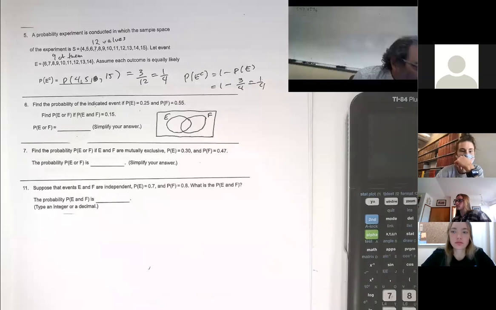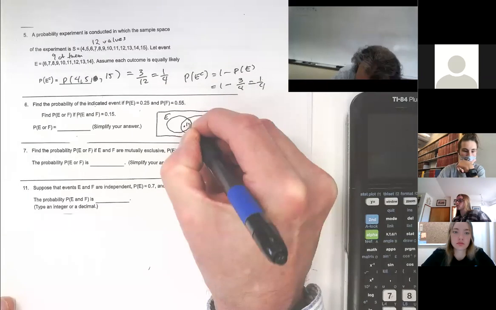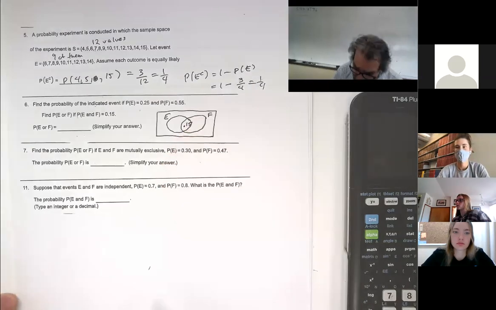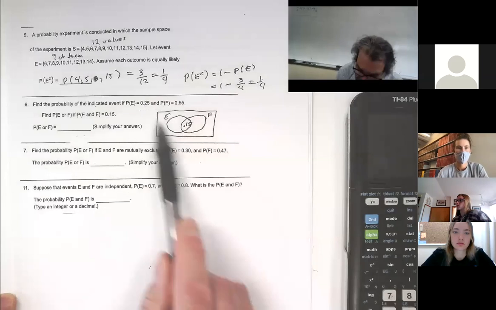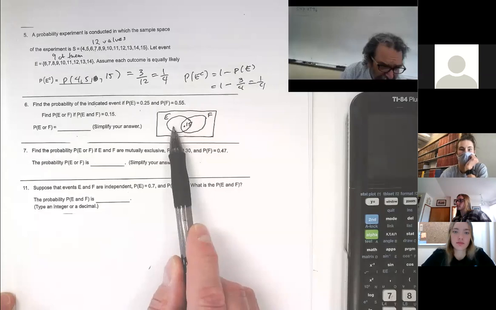E and F is that inner circle there where the 2 circles overlap. So we put the probability 0.15 in there. And then E by itself has to be 0.25. So these 2 pieces together have to be 0.25. So what do I stick here? I need help.